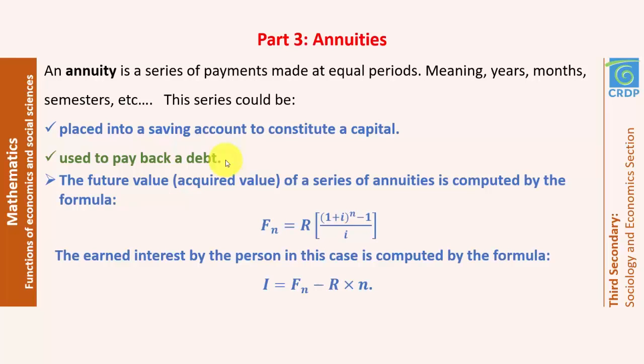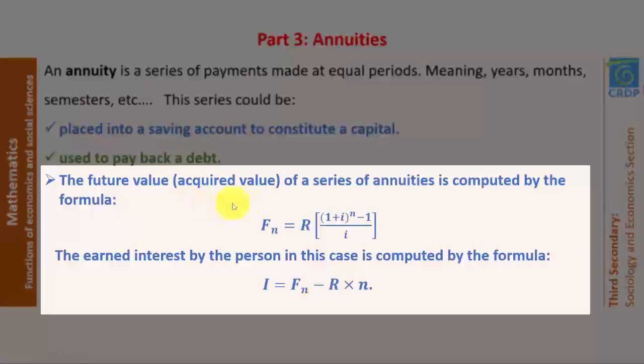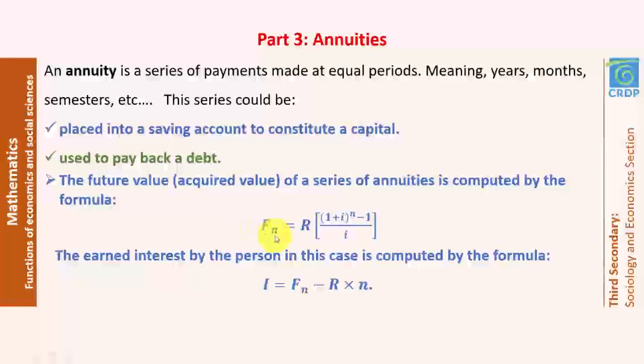In this case, the future value, or acquired value, of a series of annuities is computed by the formula Fn equals R times ((1 plus I) power n minus 1) all over I.